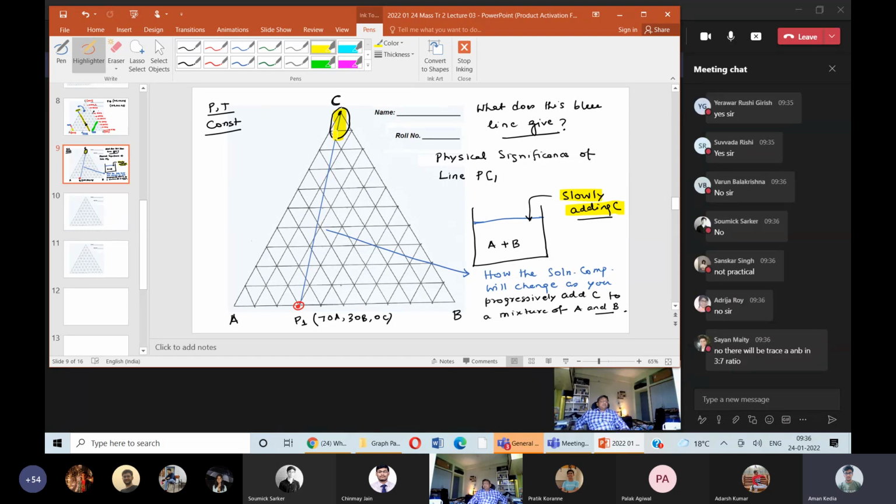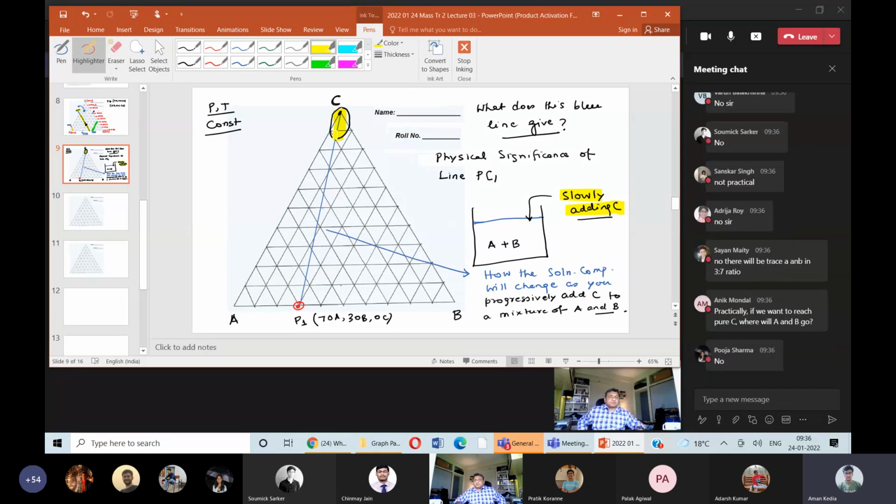This is actually an example. If you are now talking about a physical example, firstly, this is a case where practically this can asymptotically tend towards 100% C, where you have, let's say, much higher amount of C as compared to the total A and B present initially.